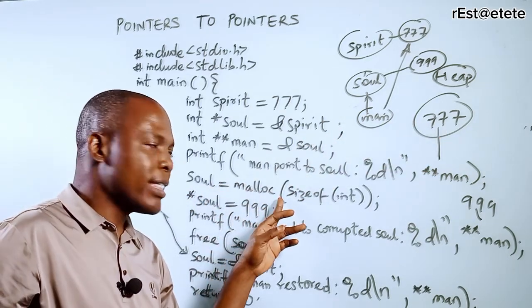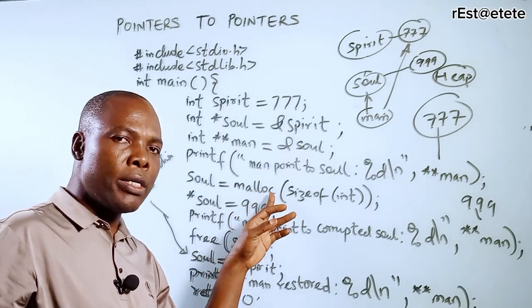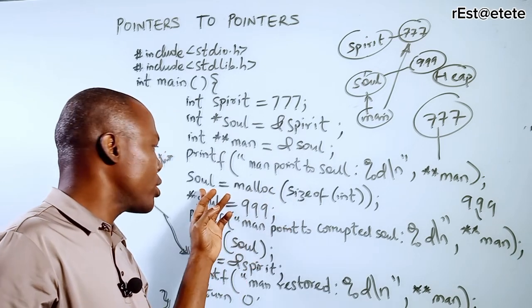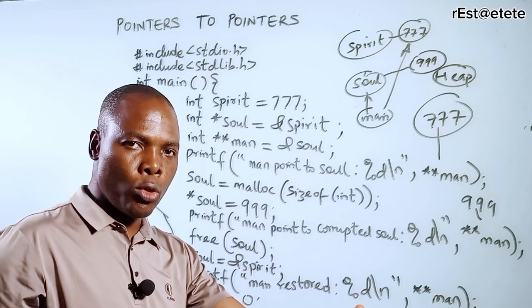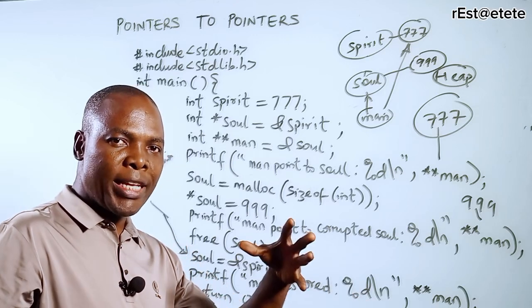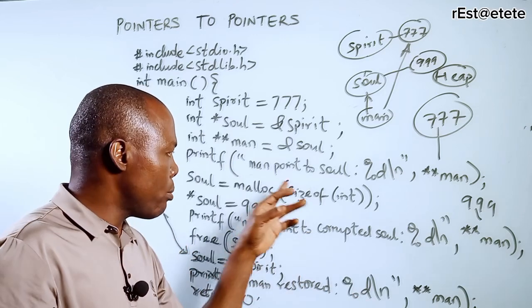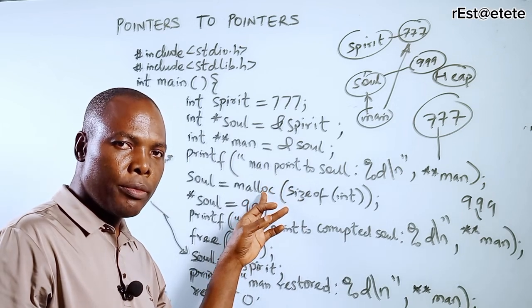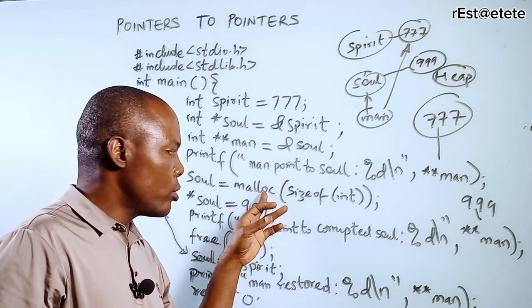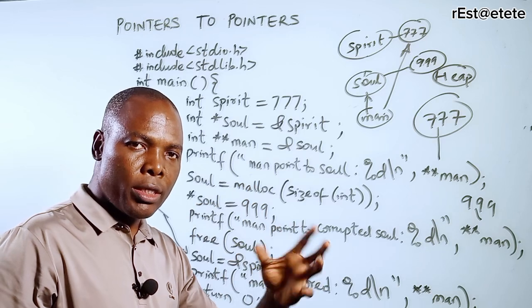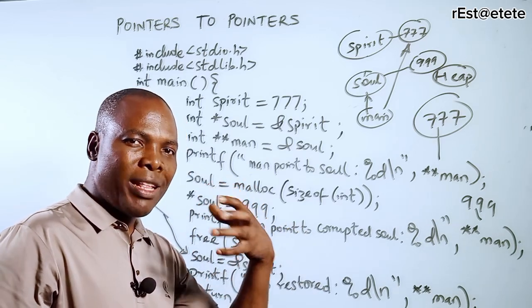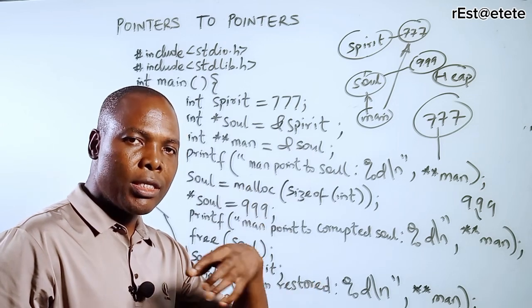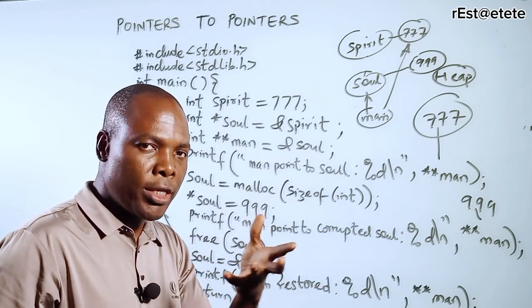Then I created a memory at runtime and point soul to it. God breathed into man and man became a living soul. So at that point, man can expand. So that is your choice. So malloc is like you choosing, right? So the Logos is eternal, but the manifestation of that Logos will now depend on the choice that you make.